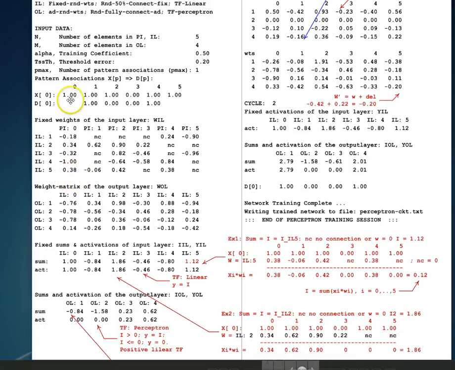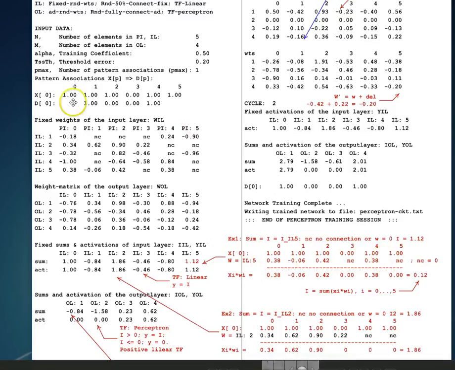If you multiply this vector with this vector, that is the weight matrix of the first row, you'll get I1. If you take this and multiply it with the second row, you'll get I2. If you multiply this input vector with this fifth vector, you'll get I5. To get I4, you multiply the same input vector with the fourth one, and so forth. So to compute I5, the input vector is the same: X0 is fixed at 1, and the input elements are 1, 1, 0, 1, 1.